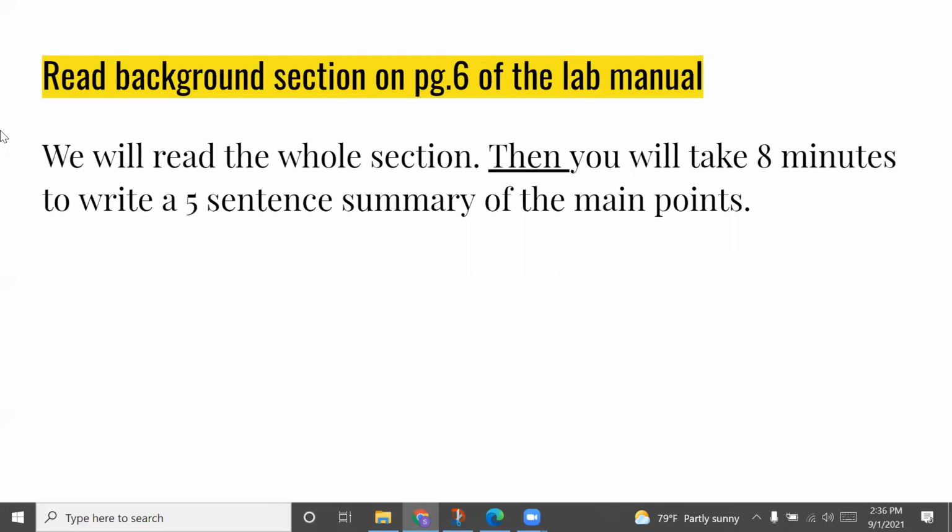You are writing 5 sentences. Can you write 5 sentences in 8 minutes?